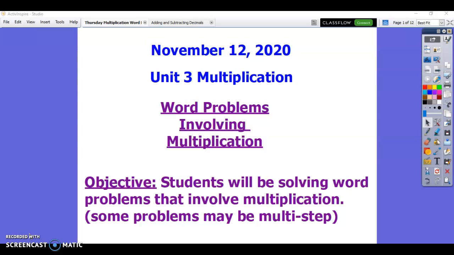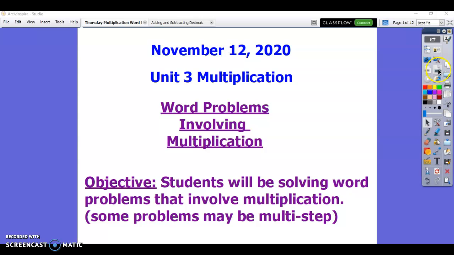So your objective today: students will be solving word problems that involve multiplication. Notice that I say the word involve. Some of your problems might be multi-step. So in your notes, make sure that you write and pause the video here for word problems involving multiplication.